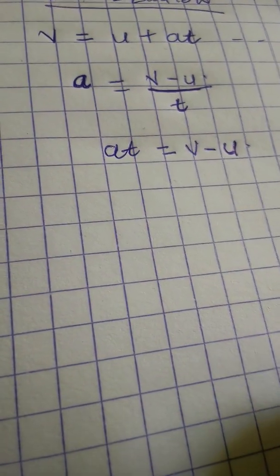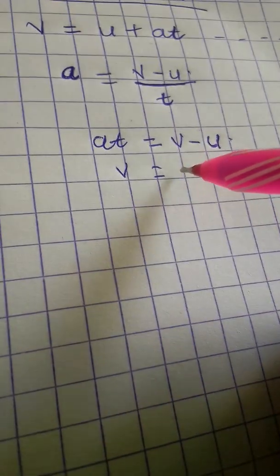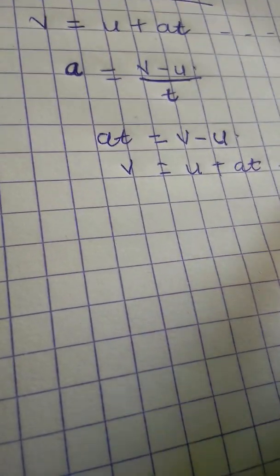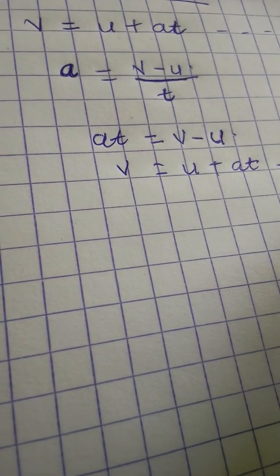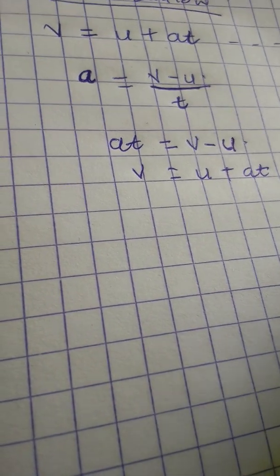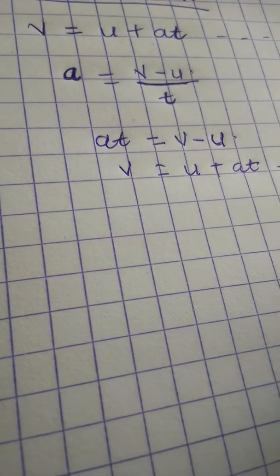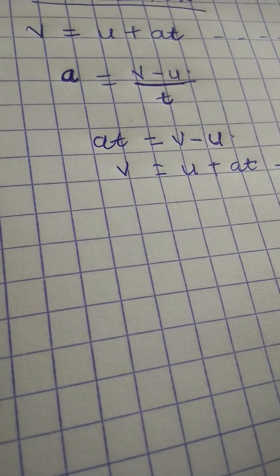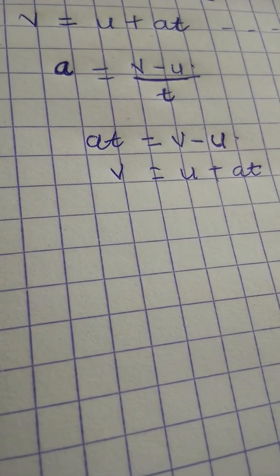Let us make v the subject of the equation. v is equal to u plus at. This is how we come up with the first equation of motion.